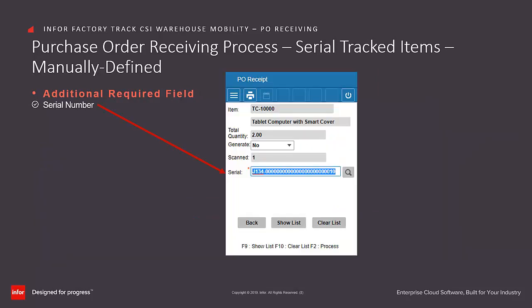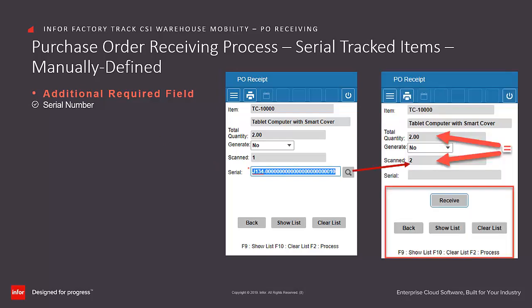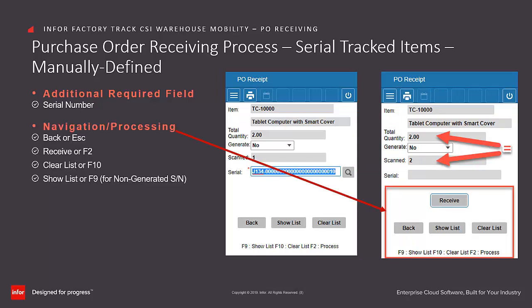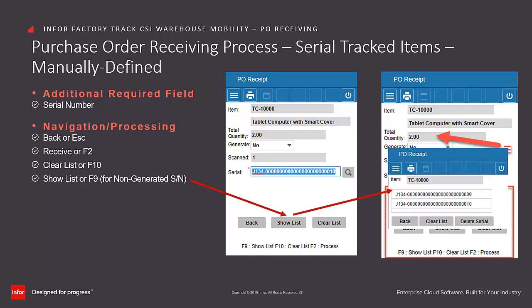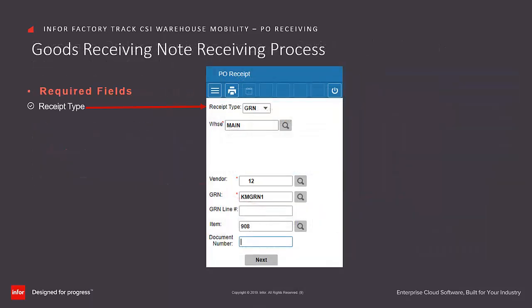To receive serial tracked items for a purchase order with manual definition of the serial numbers, we would select No for the Generate field and then enter or scan the serial numbers. For each serial number entered, the scan field value will increase. Once the scan value equals the total quantity value, the Receive Process option becomes available. Additionally, a Show or Clear List option is available to display or clear all or delete specific serial numbers captured in the process.